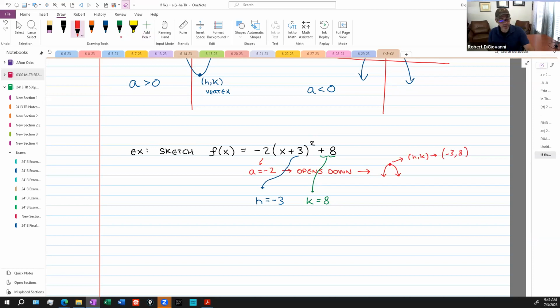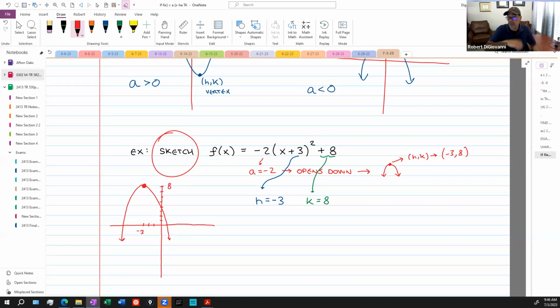So if I wanted to sketch this, I could do it pretty quickly. I would go over here, and then I go to the left 3, 1, 2, 3, -3. I go up 8, 1, 2, 3, 4, 5, 6, 7, 8. I would put a point right there. And once I have that point, I know that it looks like a U that goes like this. Right now, I'm not concerned about how wide it is. I'm just trying to get a basic idea of whether it opens up or down, and what the vertex is.